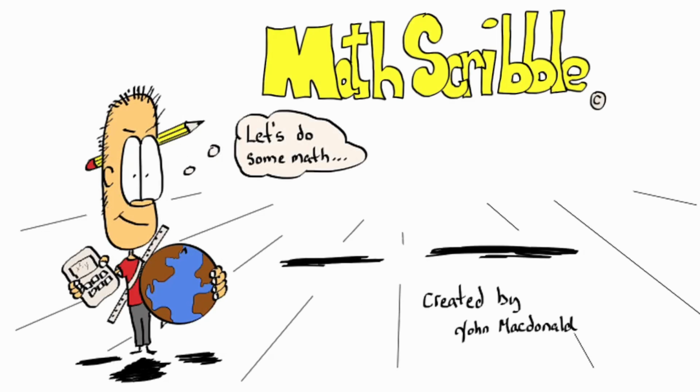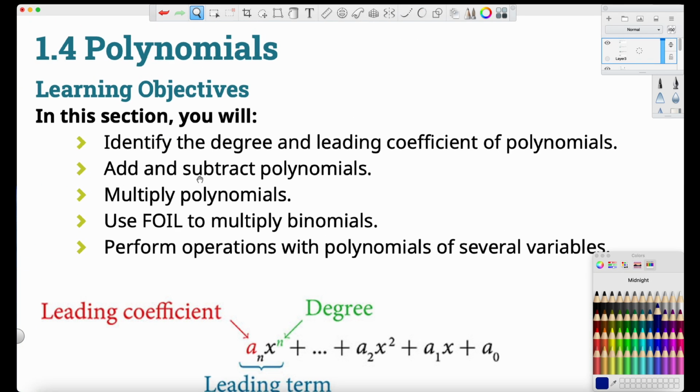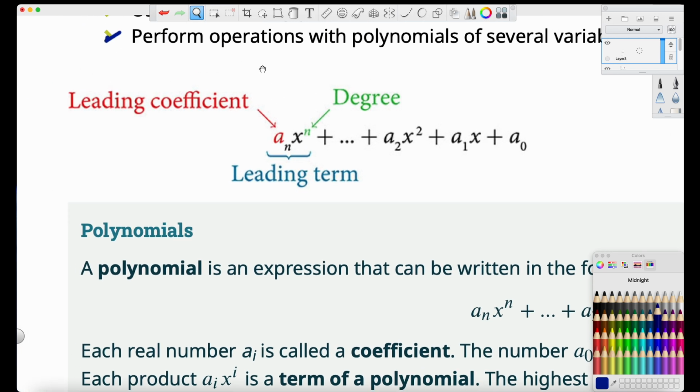Hey everybody, in this section we're going to look at polynomials and we have several learning objectives. We're going to identify the degree and leading coefficient, add and subtract, multiply polynomials. We're going to use FOIL and operations with several variables.